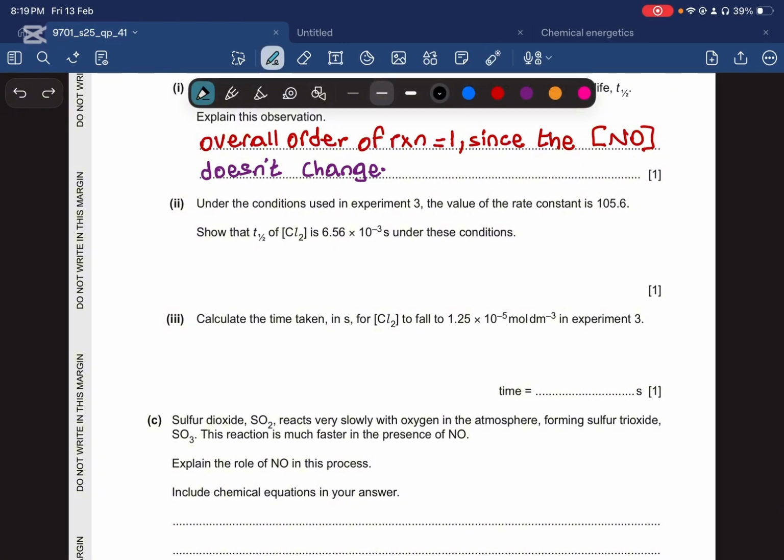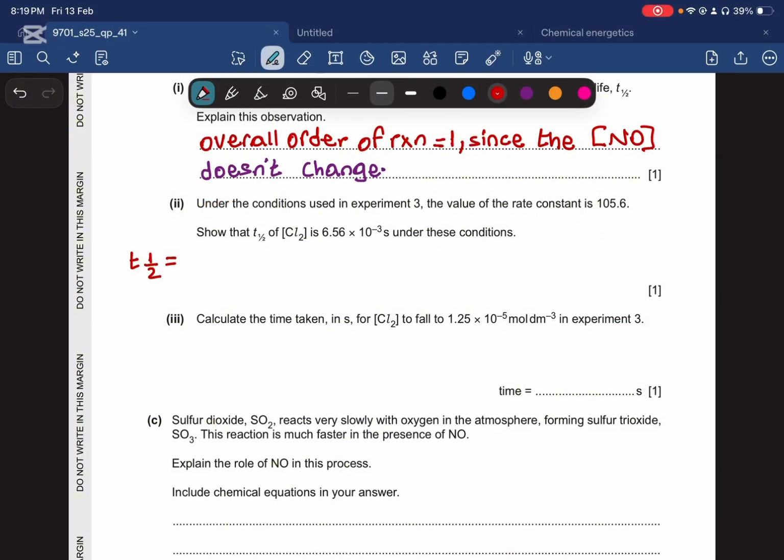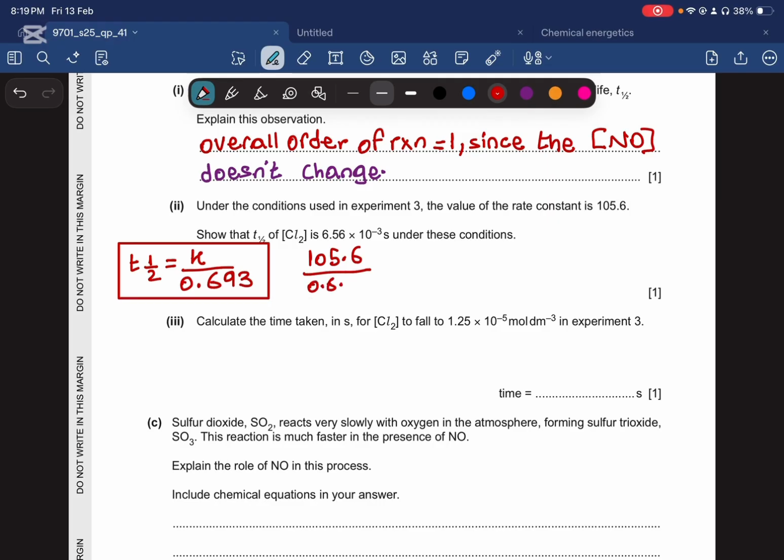What's the formula? The formula relates half-life with the rate constant, for those chemical reactions wherein the order of reaction is 1. You're only going to use it when the overall order is equal to 1, just like in this case. So because the overall order of reaction is 1, we can use this: the half-life is equal to 0.693 divided by K. Now, you have the K value, 105.6, and you have the 0.693. That's the formula.